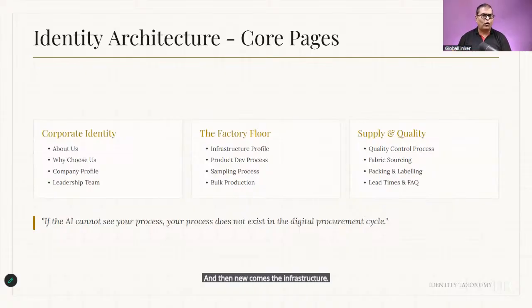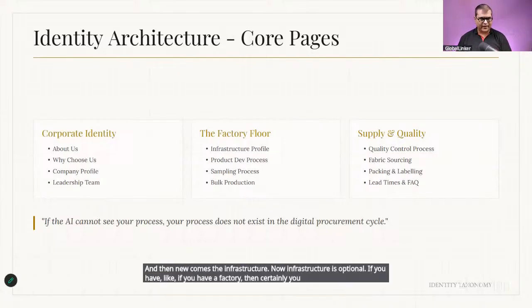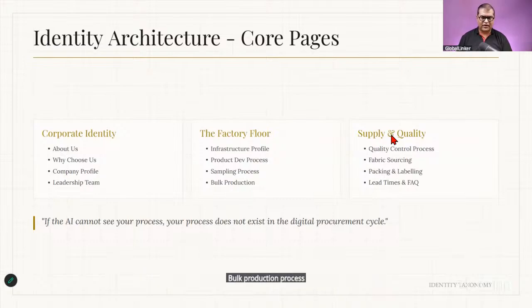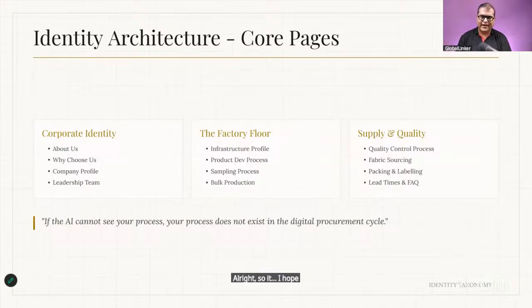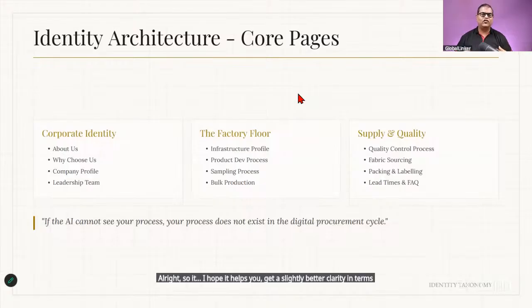Now, infrastructure is optional. If you have a factory, then certainly you can have it. If you are a trader, then you may have a warehousing infrastructure or quality control processes around that. So for Arvind, it is the infrastructure profile, the product development process, the sampling process, bulk production process, quality control process. That's around the supply and quality, fabric sourcing, packaging and labeling, and lead time and FAQ. All right. So I hope it helps you get slightly better clarity.